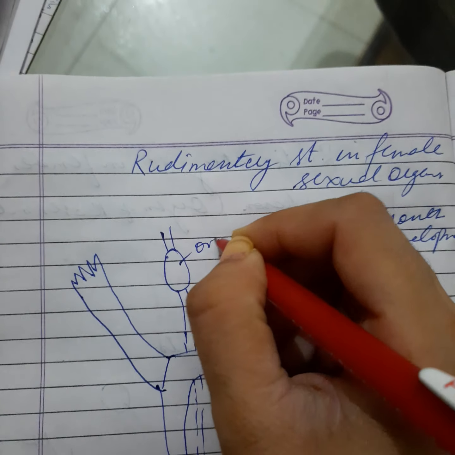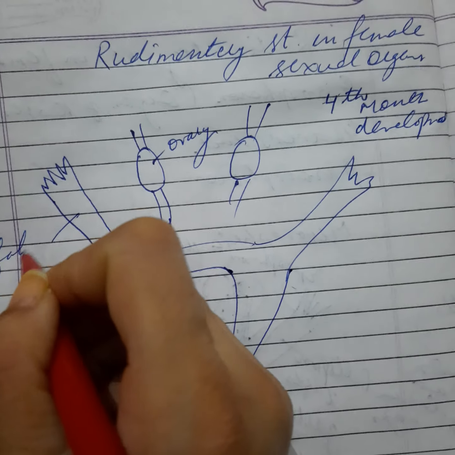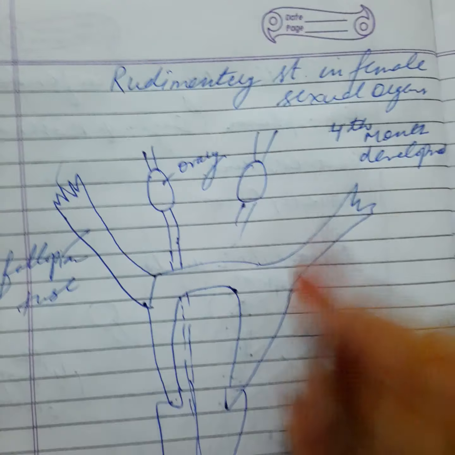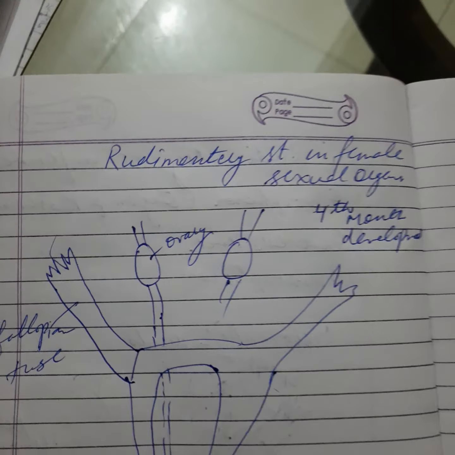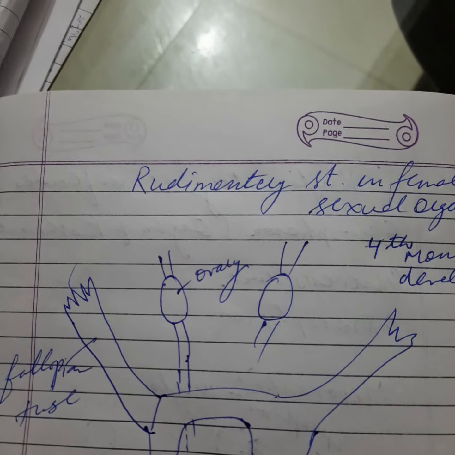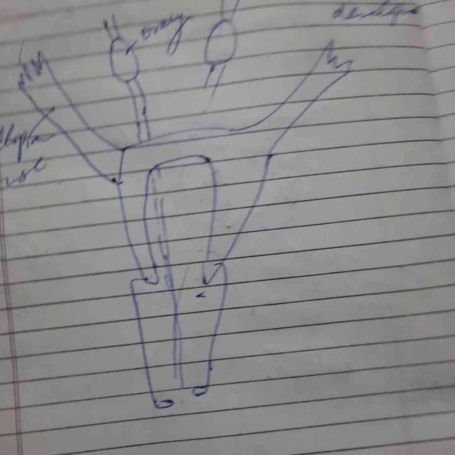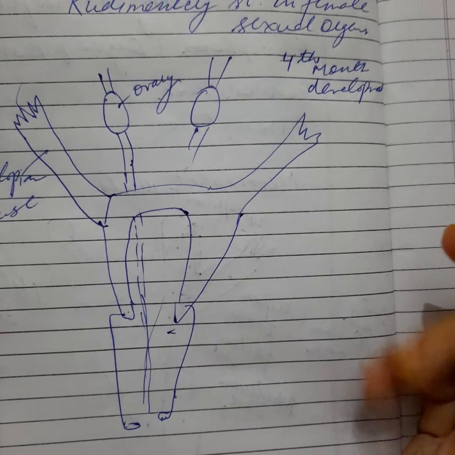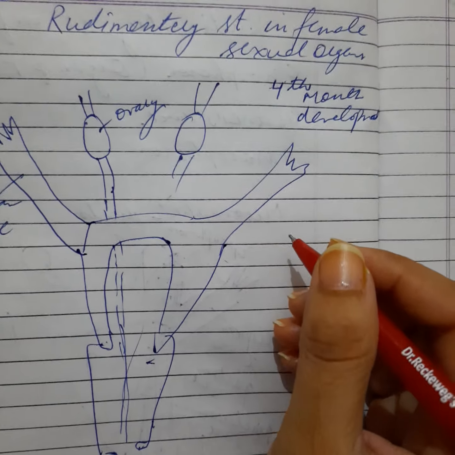So this is the ovary. This is the fallopian tube with fimbriae and the uterus. So rudimentary structures are those structures which are sometimes present in a few persons or present during the development of the embryo. Not commonly seen in females, but sometimes questions are asked about the rudimentary structures.